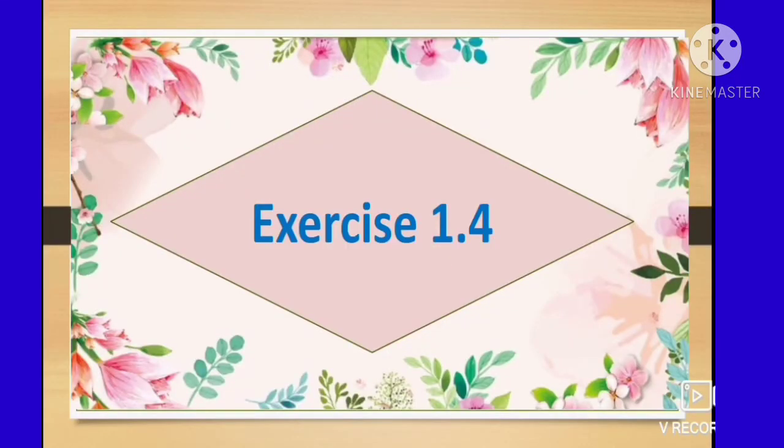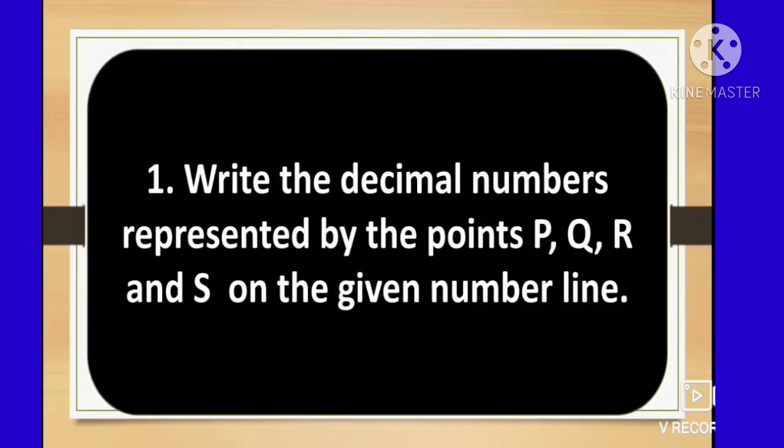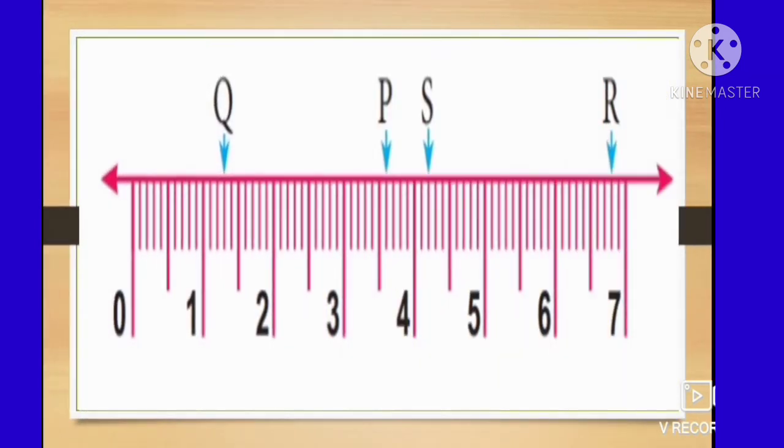Exercise 1.4. Write the decimal numbers represented by the points P, Q, R and S on the given number line. So students, here the points P, Q, R, S are given and we have to find the decimal numbers which are represented by the points on the number line.